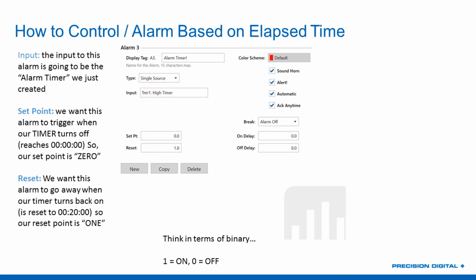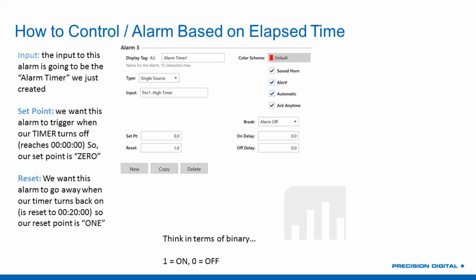Now, this gets a little bit tricky as well. Again, we have to think about this from a logical standpoint. We want this alarm to be true when our timer is off, okay? And our timer is off when it reaches 0 minutes, 0 seconds. We want this alarm to reset or go away when our timer is on. And our timer is on if it's either counting or showing a positive value, okay?